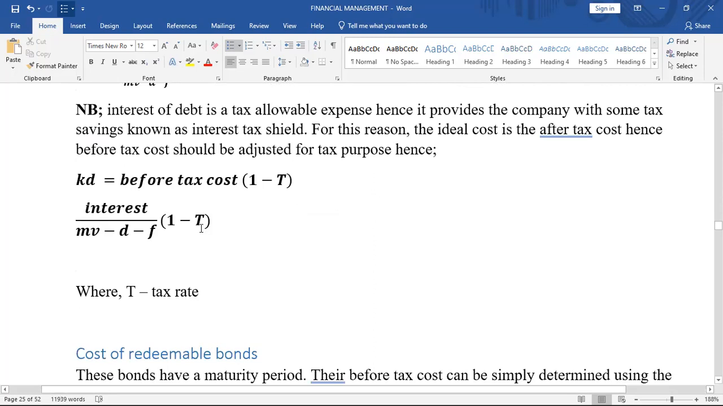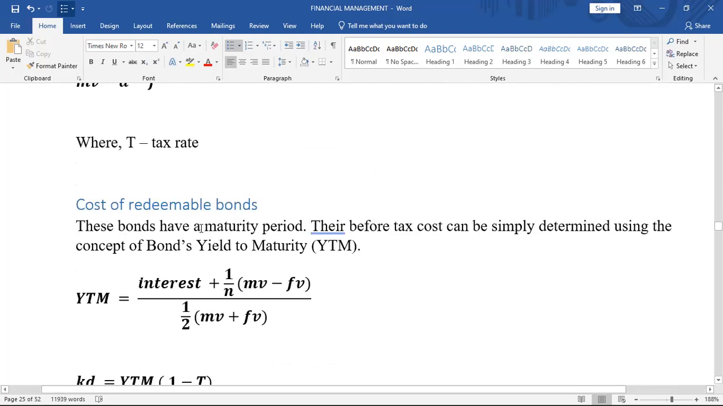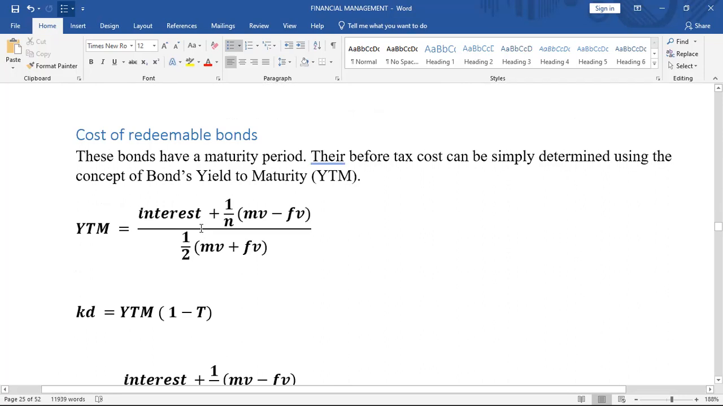That is what you can see our notes are doing there. Now, when you look at the cost of redeemable bonds, we are saying these bonds have a maturity period, because irredeemable bonds don't have a maturity period. And that is the thing that you're aware of, because I taught you from the valuation models.